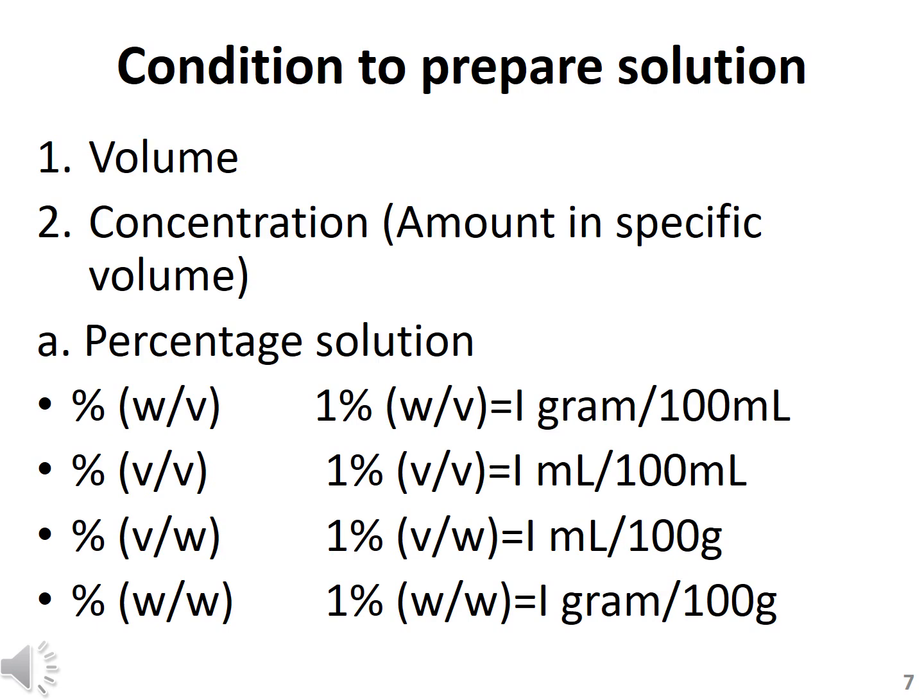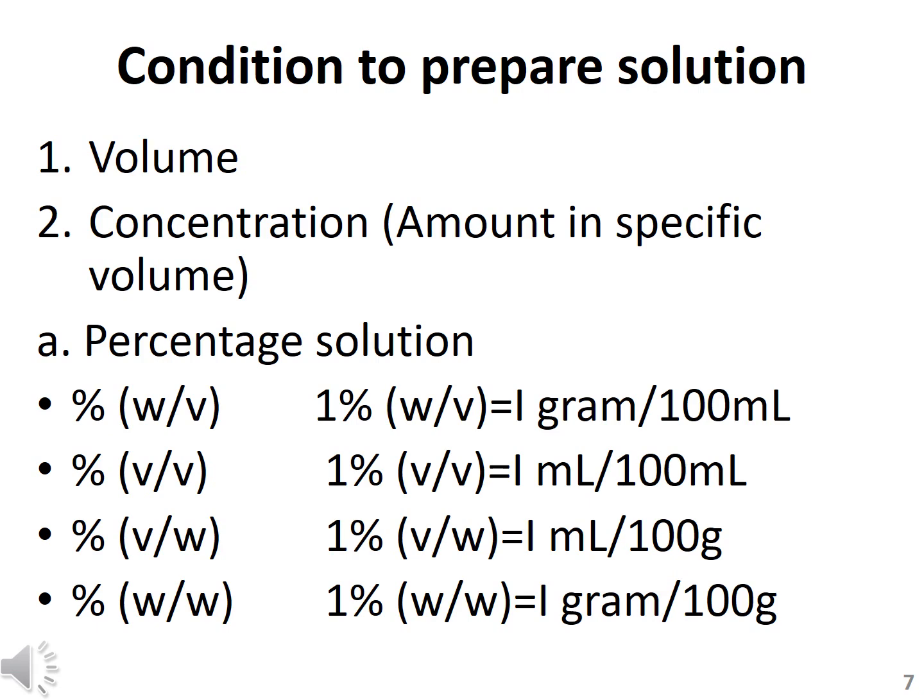Number one, percentage concentration. In this slide we will learn about the percentage concentration. The percentage solutions are those solutions in which we have a total of 100 parts of both solute and solvent molecules. So these percentage solutions are of four types: percentage weight by volume solution, percentage volume by volume solution, percentage volume by weight solution, and percentage weight by weight solution.